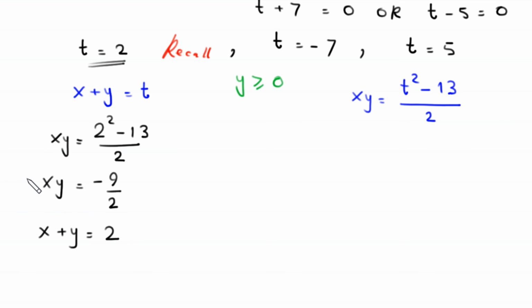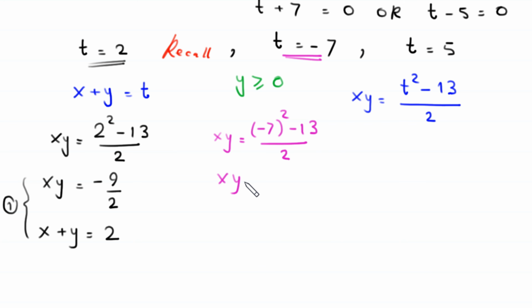So we get a system of equations. This is system number 1, and when t is equal to negative 7, then we get the value of xy. X times y will be equal to (negative 7 squared minus 13) divided by 2, and xy will be equal to 18, and x plus y will be equal to negative 7. This is the second system.